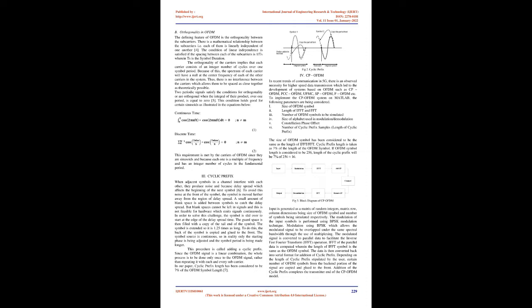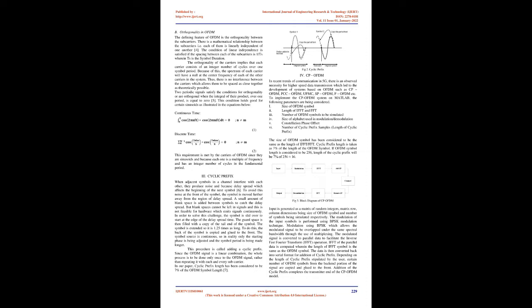The orthogonality of the carriers implies that each carrier consists of an integer number of cycles over one symbol period. Because of this, the spectrum of each carrier will have a null at the center frequency of each of the other carriers in the system. Thus, there is no interference between the carriers which allows them to be spaced as close together as theoretically possible.